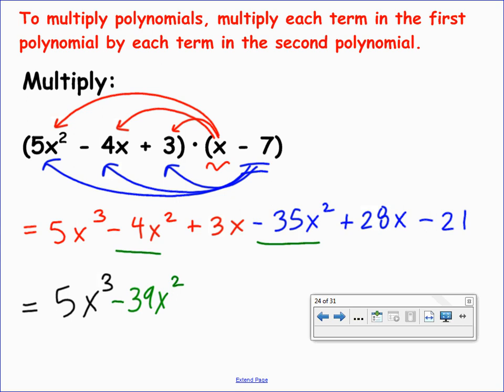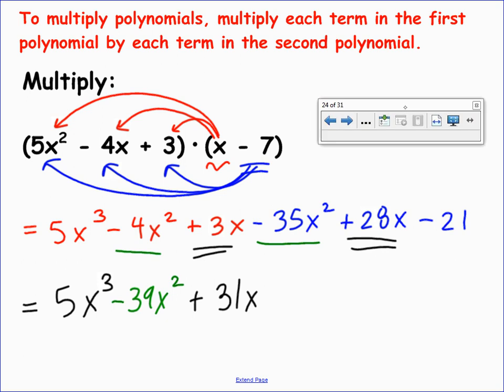of like terms. Marina? 3x and 28x. Thank you. So let's combine that 3x and that 28x. That'll be, oh goodness, plus 31x. Is that right? Math is hard. Just kidding. And lastly, minus 21. Awesome. So we're in standard form.